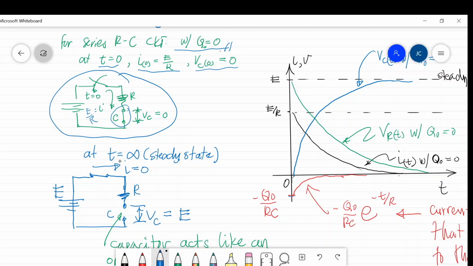And at time infinite, meaning steady state, at steady state condition, the current approaches 0 and the capacitor opens, making the voltage across the capacitor equal to the supply voltage.